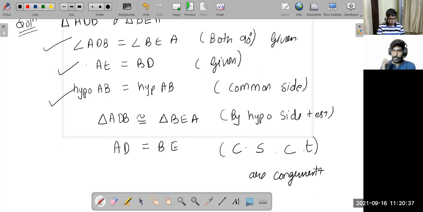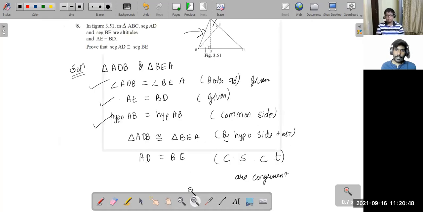Did you understand this? AD and BE are the sides of those triangles. So both of them will be equal to each other. Is this clear? Yes, sir. Go through it and write it down.